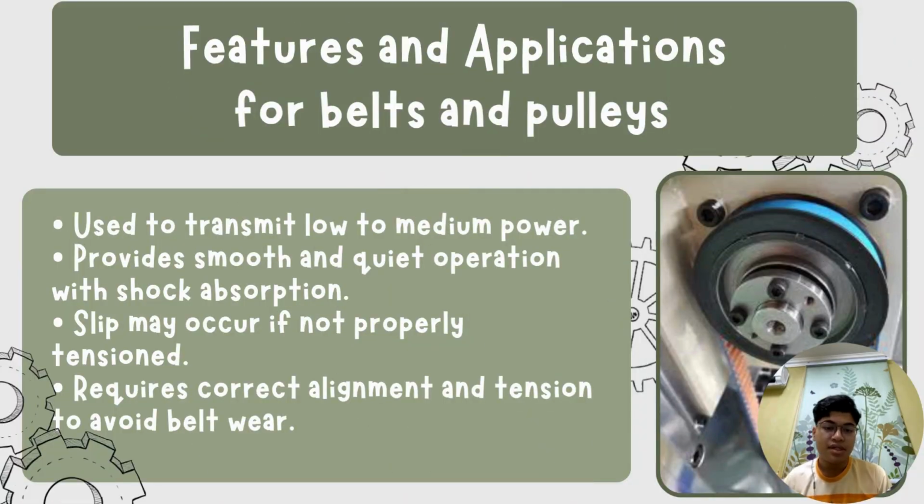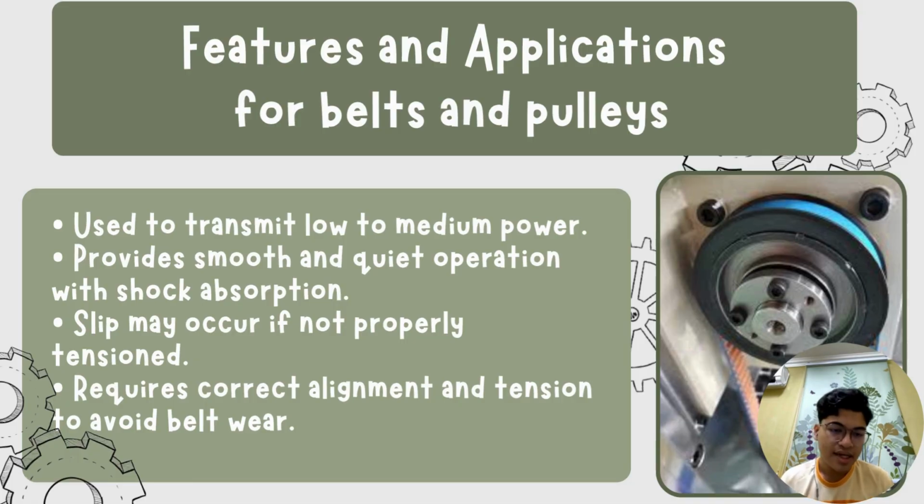Next, belts and pulleys also have features and applications. Belts and pulleys are used to transmit low to medium power. They are known for quiet and smooth operation, which is ideal in a system where noise and vibration must be reduced. They also help absorb shock, which protects sensitive components. However, slip may occur if the belt is not tensioned properly. That's why it is important to ensure correct alignment and tension to maintain performance. Because of their light weight and flexibility, they are widely used for lighter power systems in aircraft.